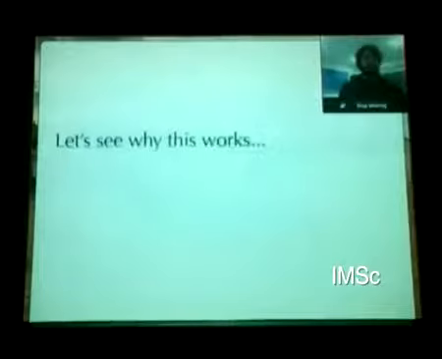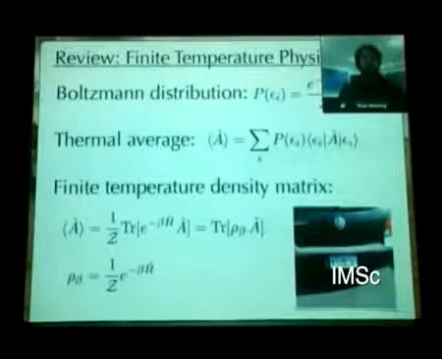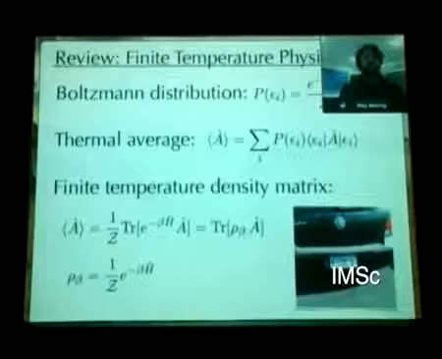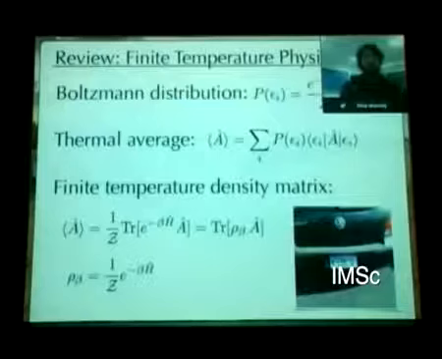So let's see how it works in detail now. So first, unfortunately that's cut off, but you all know the Boltzmann distribution. So first, just a review of finite temperature physics. The idea is we want to work in the canonical ensemble, which in the case of energy eigenstates is a set of states with weights that are nothing but the Boltzmann weights. And that's just e to the minus beta times the energy, normalized by the partition function Z.